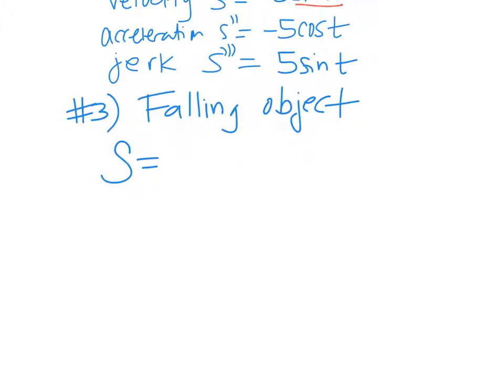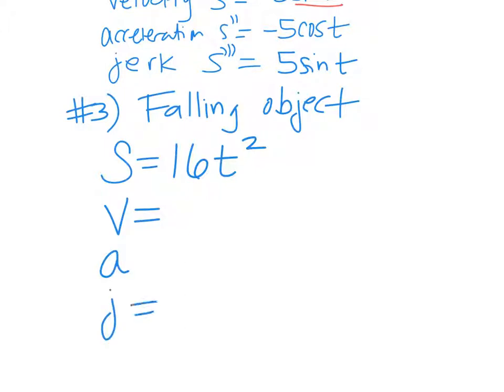I'm sorry, Jack. All right, S equals 16t squared. It's actually going up. I don't know why they say this is a falling object when it's 16t squared. It's weird, huh? Okay, anyways, so S equals 16t squared. That looks like something's going up to me, but whatever. Let's find the velocity, the acceleration, and the jerk.